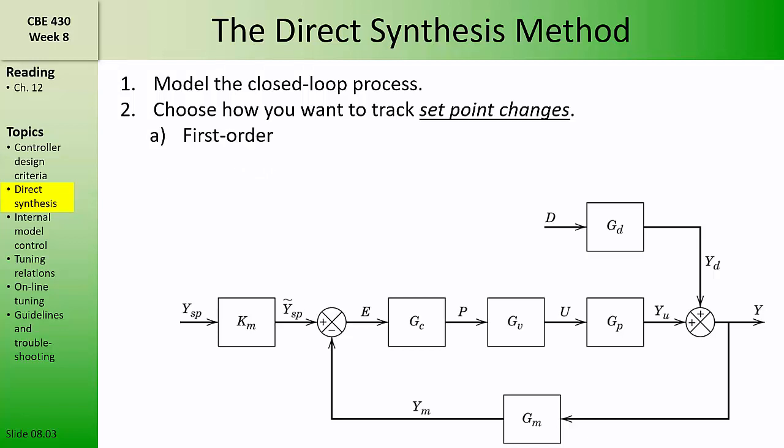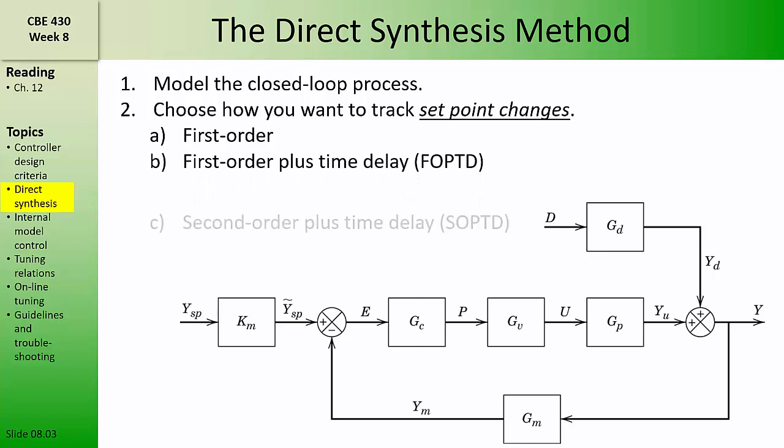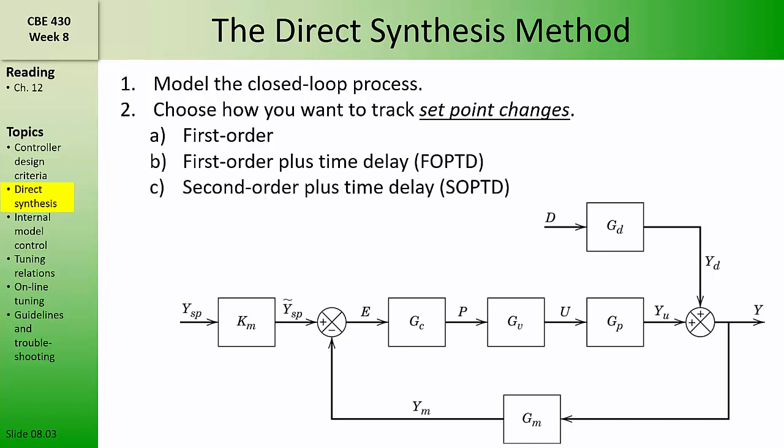Next, we choose how we want the feedback control loop to track set point changes. For example, we might choose that we want the feedback control loop to respond to set point changes with first order kinetics, first order plus time delay kinetics, or second order plus time delay kinetics. If the feedback control loop contains a time delay in any of the transfer functions, then we must include that time delay in our model for how the control loop should track set point changes. Then we solve the servo transfer function for the controller settings that will give us the desired response.